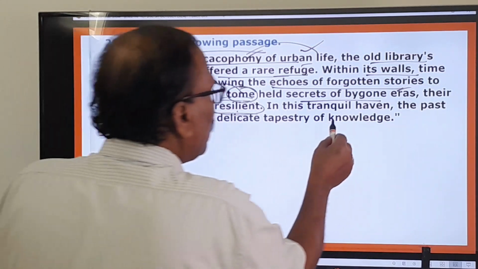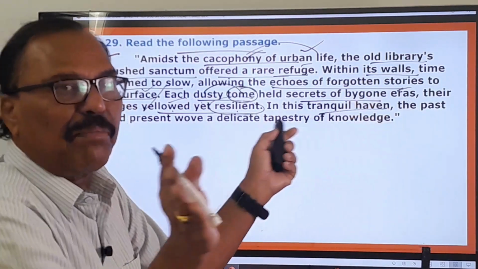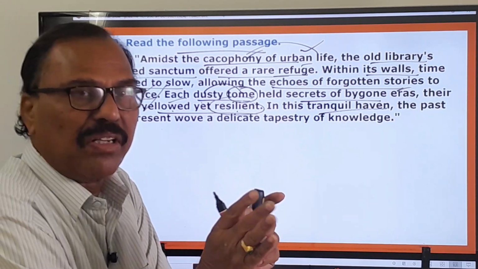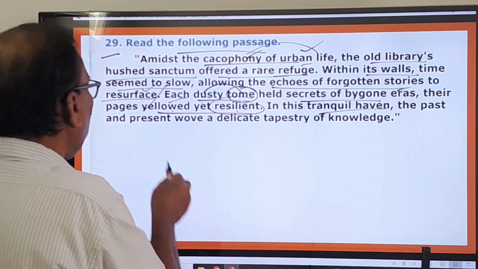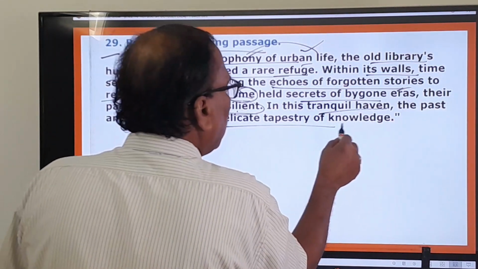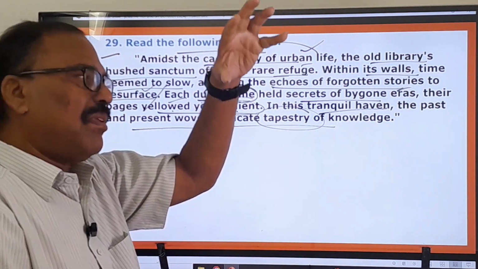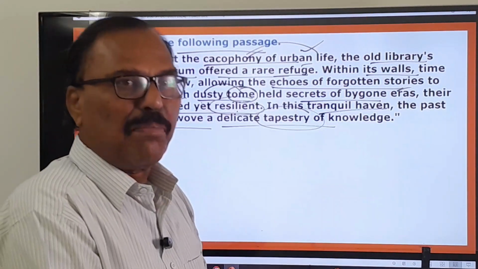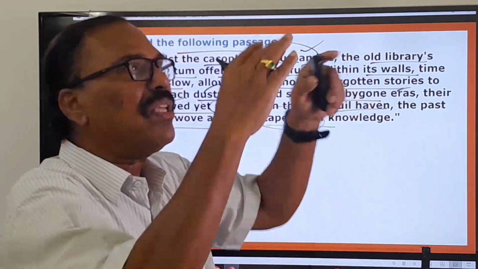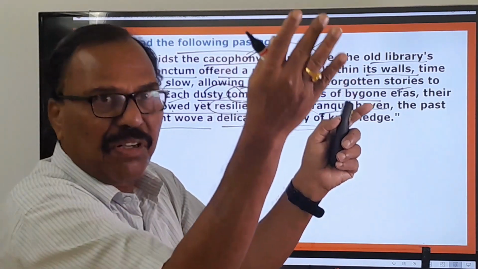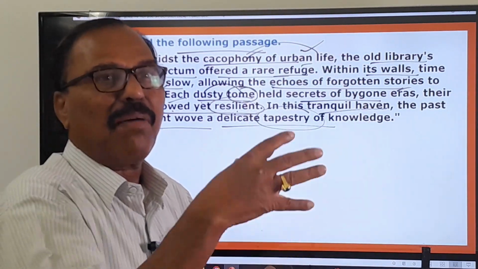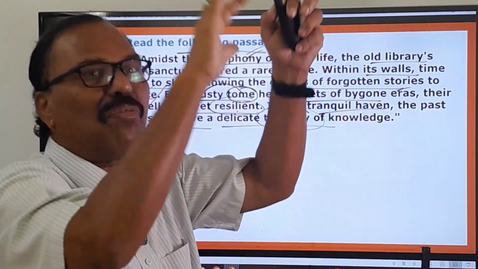In this tranquil haven. So that place, the library, is called a tranquil haven. And here the past and present weave a delicate tapestry of knowledge. So here in that library you can find books belonging to the past and books belonging to the present. All these books will be found in that library in the form of a tapestry, a woven cloth, a hand-woven cloth.